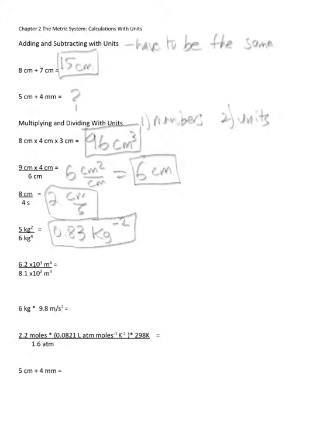The next problem, 6.2 times 10 to the third meters to the fourth, divided by 8.1 times 10 to the second meters cubed. First, do the numbers. So 6.2 times 10 to the third, divided by 8.1 times 10 to the second, gives us 7.65. The meters don't exactly cancel, so we carry forward meters. We're doing a division, so we'll subtract the exponents. 4 minus 3, which is 1, so our answer winds up being 7.65 meters.